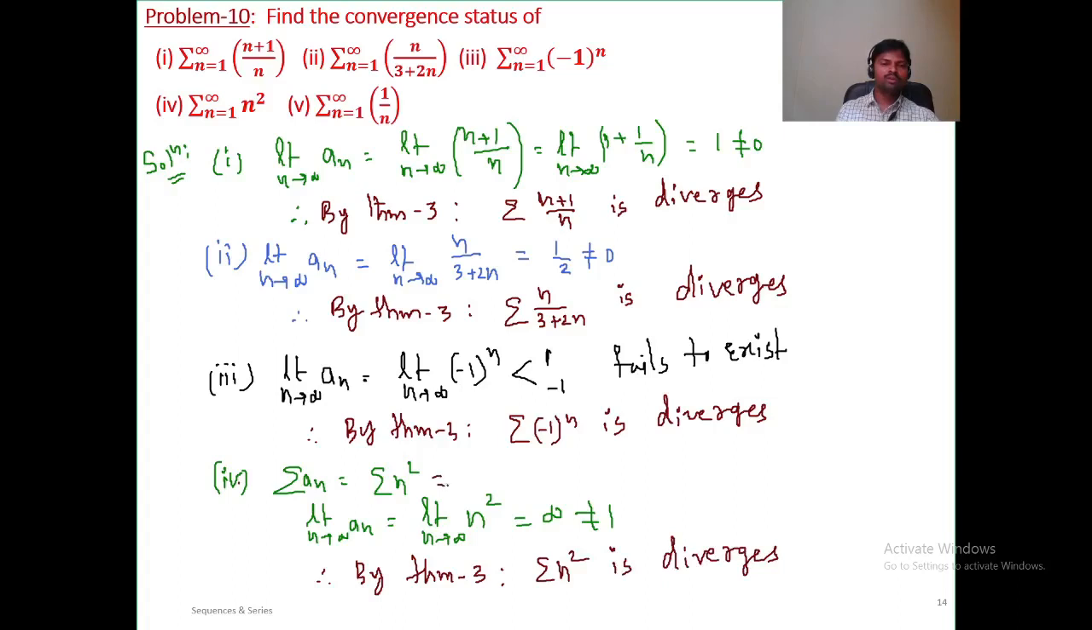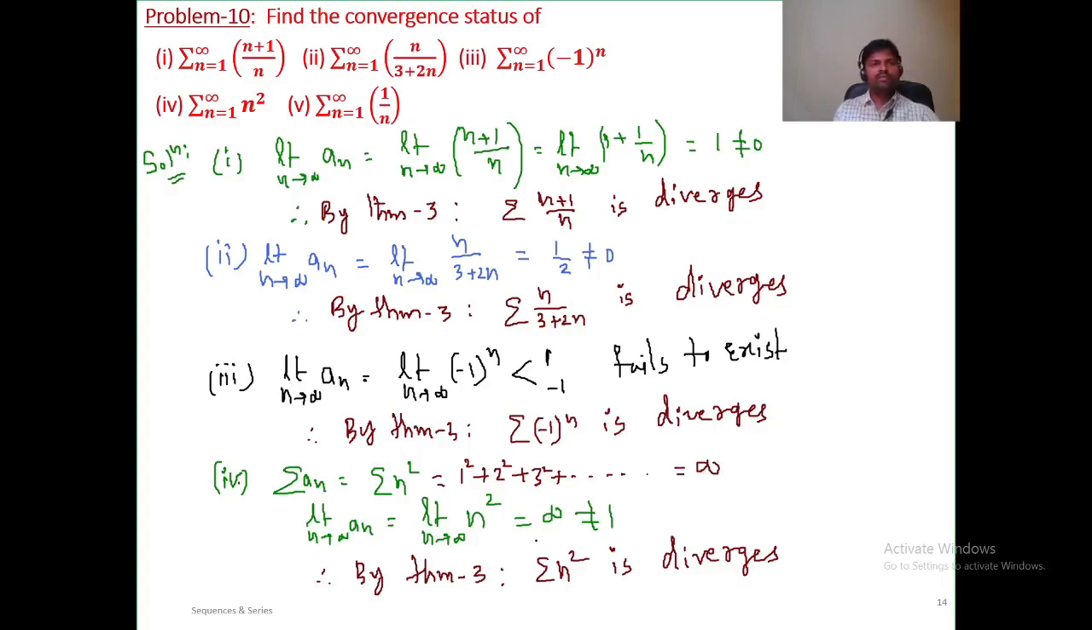What are the terms here? 1 square plus 2 square plus 3 square and so on. Look at it: 1 square plus 2 square is 5, 5 plus 9, 14, and so on. You are adding all the numbers, so you are getting infinity, right? So this is infinity. Therefore it diverges without applying any theorem statement. You can conclude like this also.